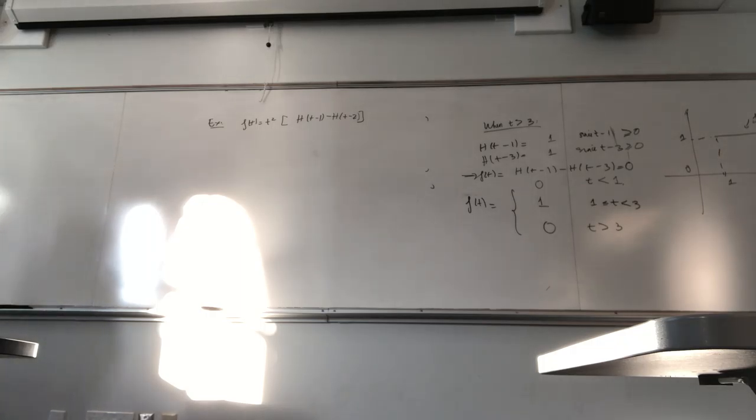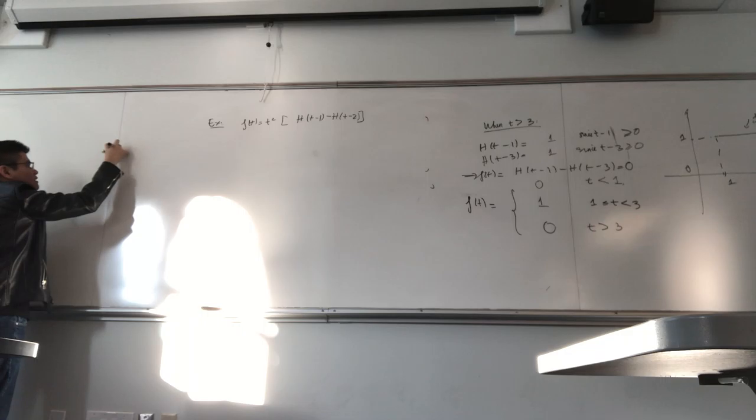How many intervals do I have to consider of t? Three. Yes. What are they? Smaller than 1, between 1 and 2, and then greater than 2.